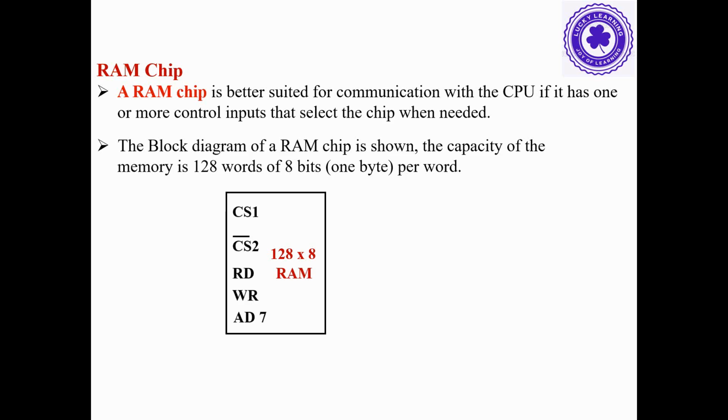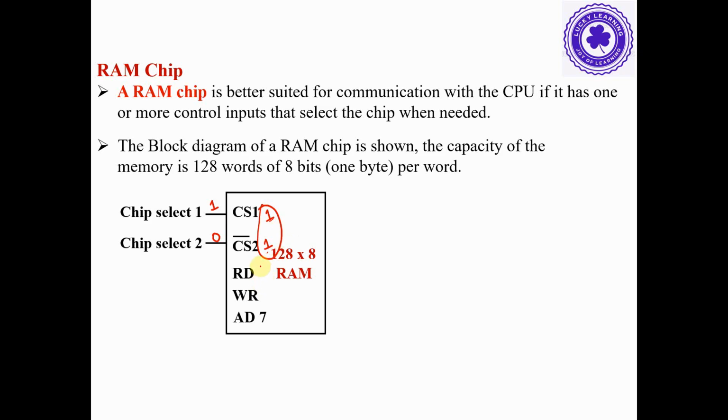Now it has these control inputs. The first two are called CS1 and CS2 complement, chip select 1 and chip select 2 complement. The RAM chip is going to be selected when CS1 and CS2 complement are 1, 1. It means that this input should be 1 and this input should be 0. Chip select 1 is 1, and if chip select 2 is 0, its complement is 1. When both are 1, 1, it is going to select the RAM chip.